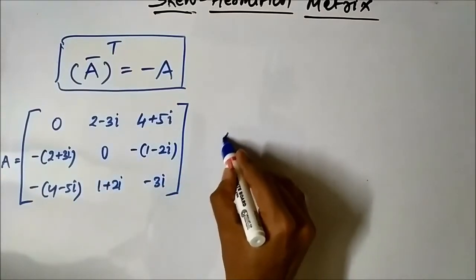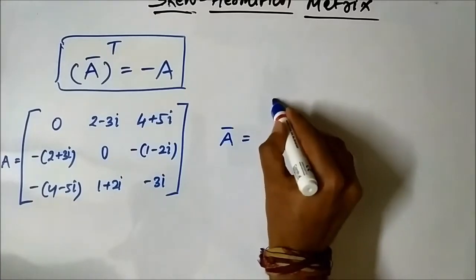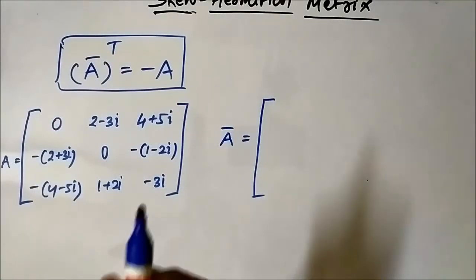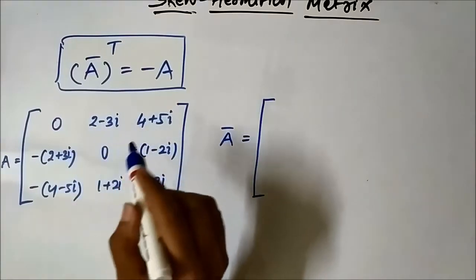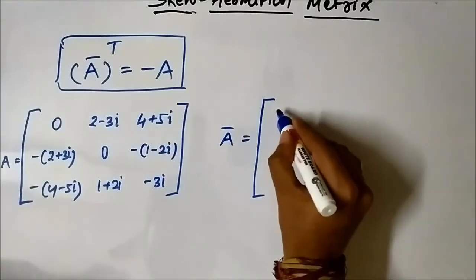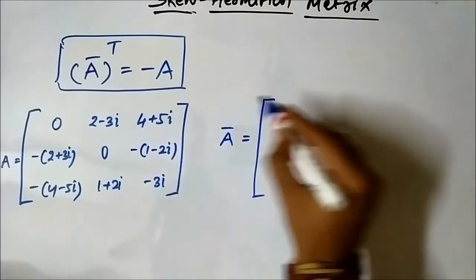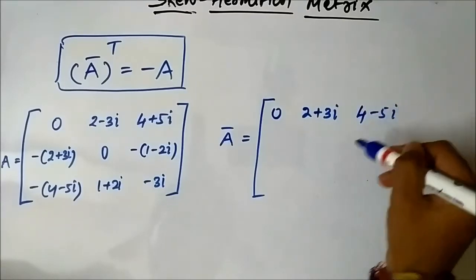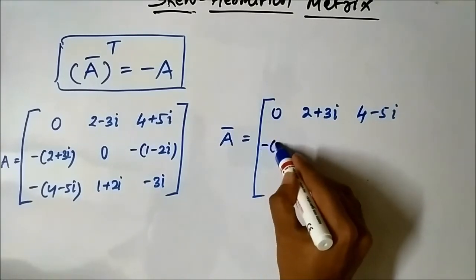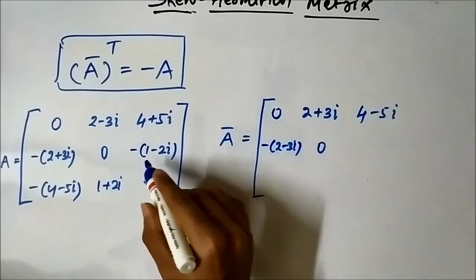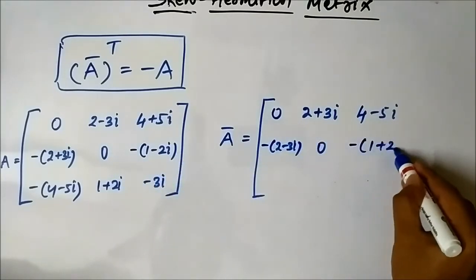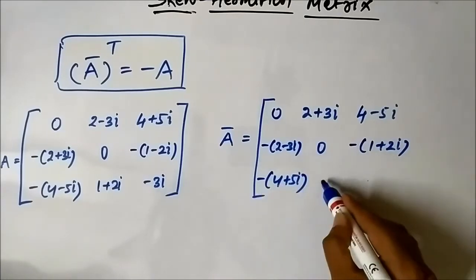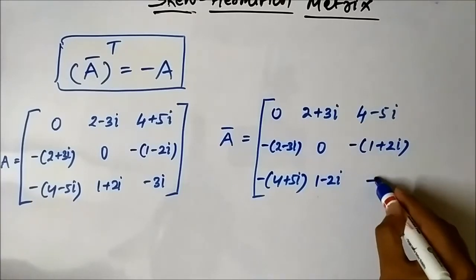First we have to determine the complex conjugate of matrix A. The complex conjugate is determined for each element by keeping the real part as it is and inverting the imaginary part. So 0 will stay as 0, 2 minus 3i will become 2 plus 3i, 4 plus 5i will become 4 minus 5i. Minus of 2 plus 3i will become minus of 2 minus 3i, 0 will stay as it is, minus of 1 minus 2i will become minus of 1 plus 2i, minus of 4 minus 5i will become minus of 4 plus 5i, 1 plus 2i will become 1 minus 2i, and minus 3i will become plus 3i.